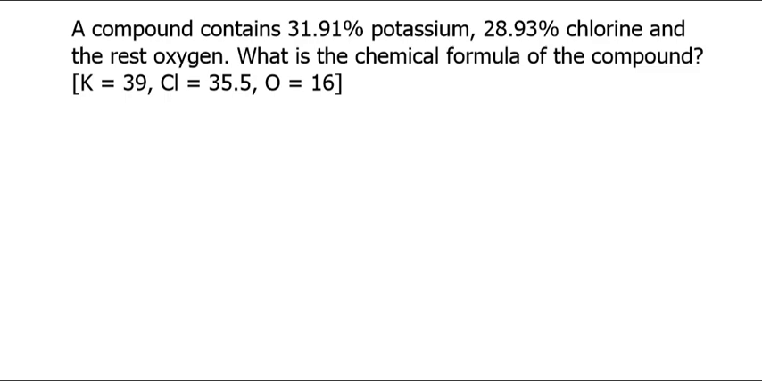A compound contains 31.91% potassium, 28.93% chlorine, and the rest oxygen. What is the chemical formula of the compound? Given the atomic mass of potassium to be 39, chlorine 35.5, and oxygen to be 16. Solution.